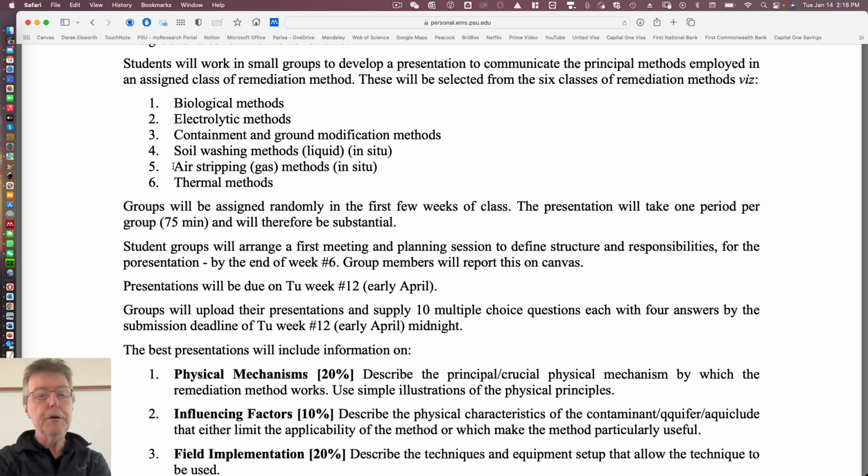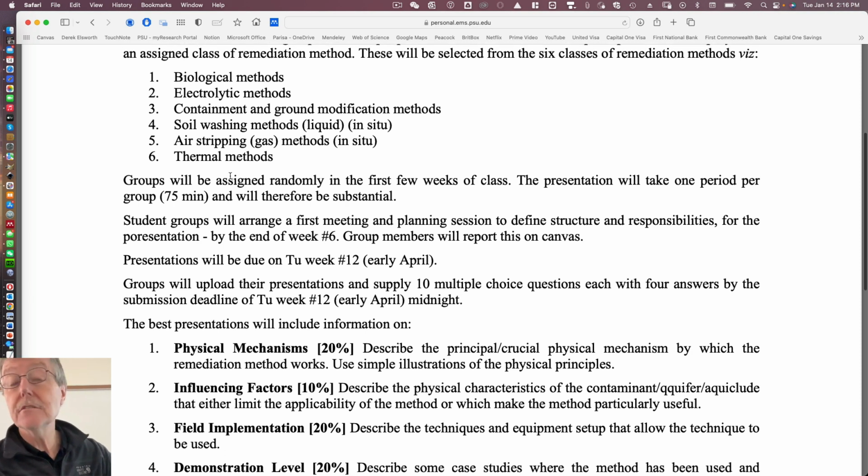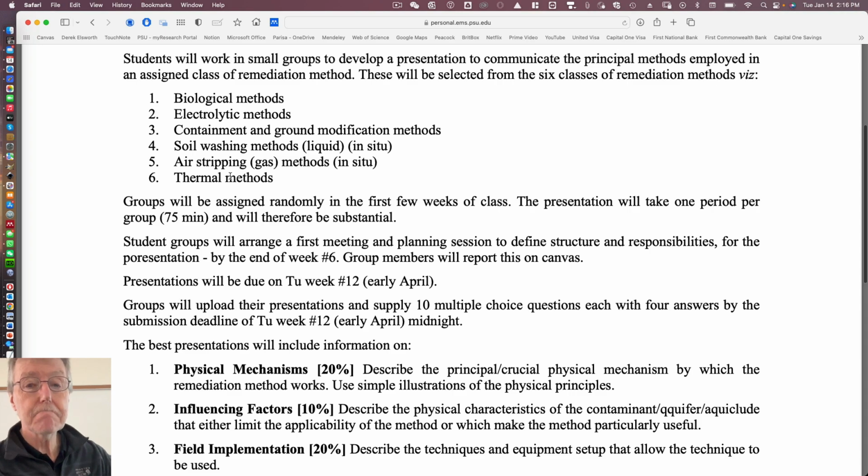Even though I say it, people talk about it because it's just the easiest stuff that's available online, and we talk about ex situ air stripping. So we dig it up, we put it in a pile, we circulate air through it, and then we replace it back. Don't do that. It's in situ methods that we're interested in this class.